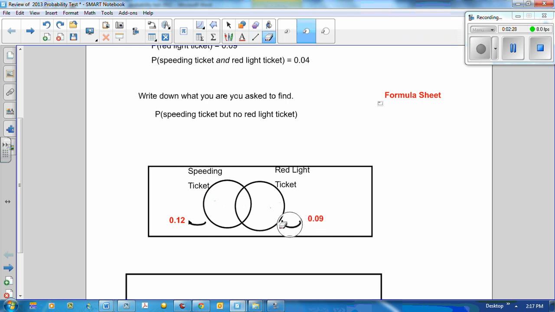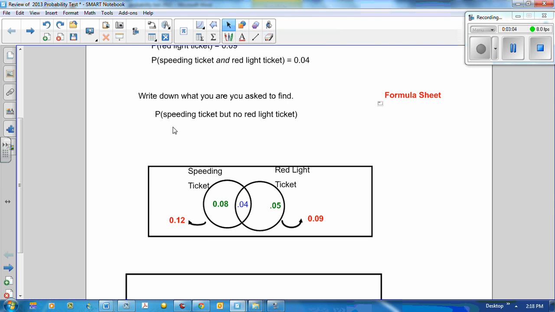I know that the entire circle for red light is 0.09. So the first thing I have to put in is what's in the intersection. So if 4% of the students got both a red light ticket and a speeding ticket, and the entire event of getting a ticket for running a red light is 0.09, then I know this part here is 0.05. If this entire circle got a speeding ticket is 0.12, then this area here has to be 0.12 minus the 0.04, and that's 0.08. Now, let's go back and see if we have enough to answer our question.